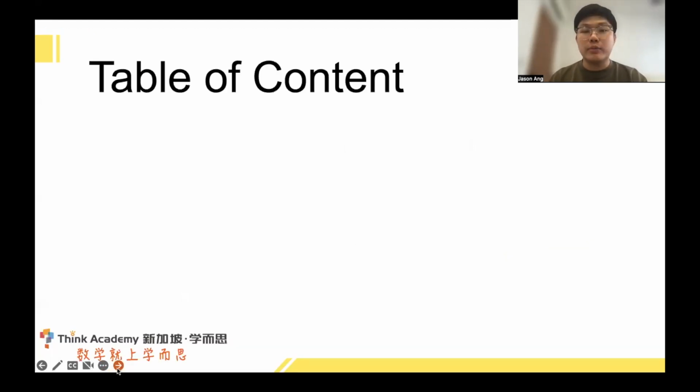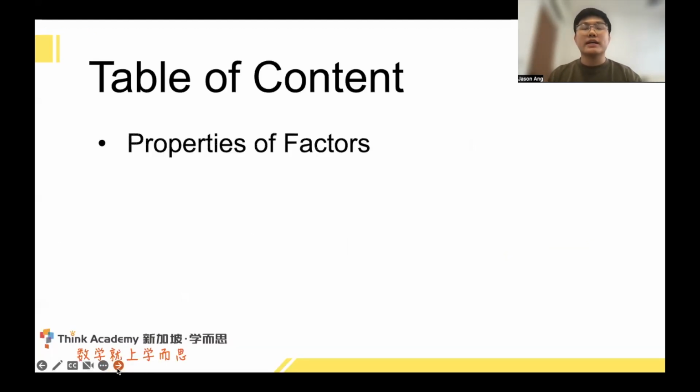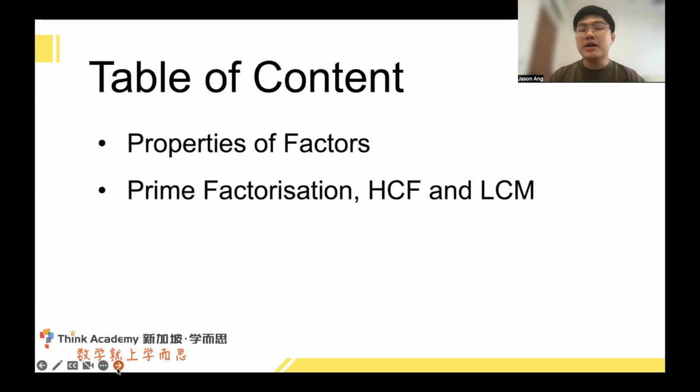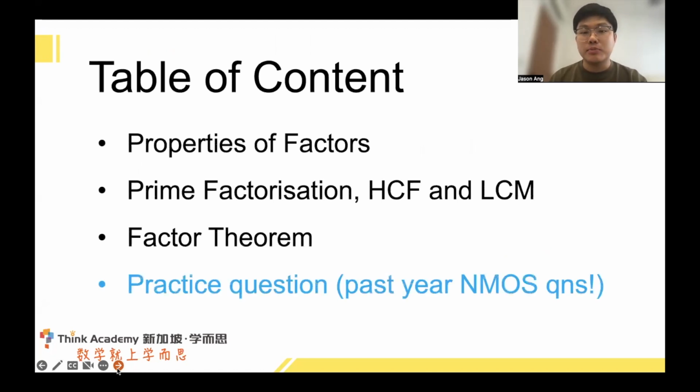So let's look at our table of content. Today, we're going to be learning a little bit of our properties of factors, prime factorization, highest common factor and lowest common multiple, and our factor theorems. And we can use these methods to apply to another question inside our NMOS book.